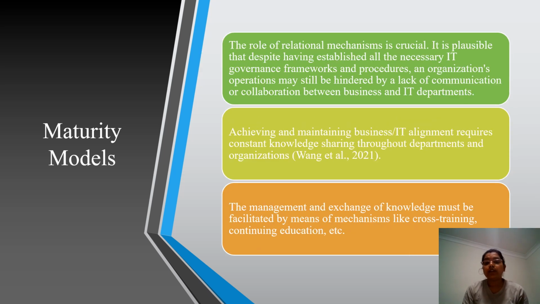And then the role of relational mechanisms is crucial. Despite having established all the necessary IT governance frameworks and procedures, an organization may still be affected by the lack of communication or collaboration between the business and the IT department. Achieving and maintaining business IT alignment requires constant knowledge sharing throughout departments and organizations. The management and exchange of knowledge must be facilitated by means of mechanisms like cross-training, continuing education, and so on.